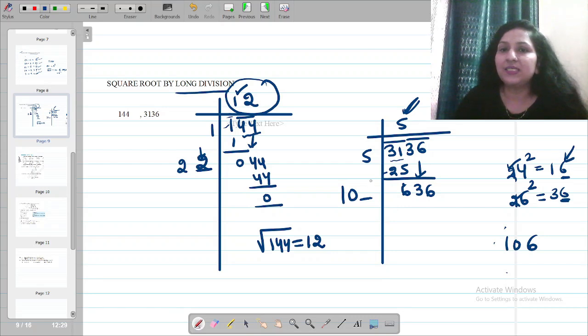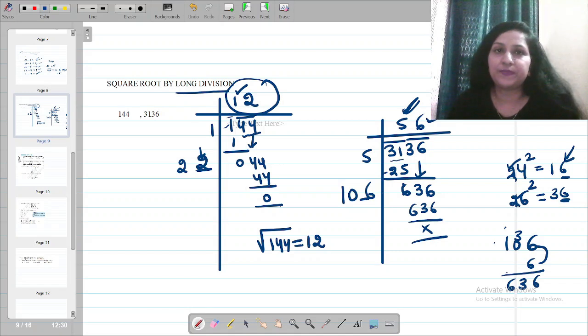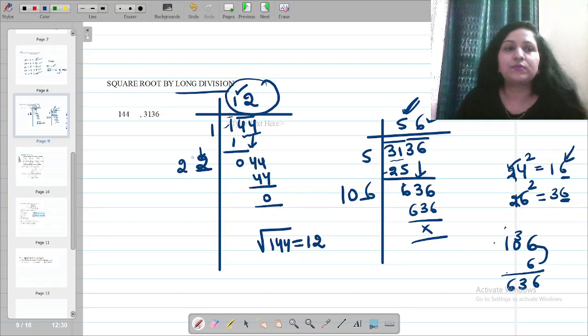106. Here, if I took 6, then 1 more 6 has to go up. Let us check. 106 into 6. 6 into 6 is 36. 6 into 0 is 0. And 3 as it is, 6 into 1 is 6. Am I getting the same number? So 106 into 6, your answer is 636 and it is solved. Your answer is 56. Okay, so it comes with practice. Do more questions based on this long division method.